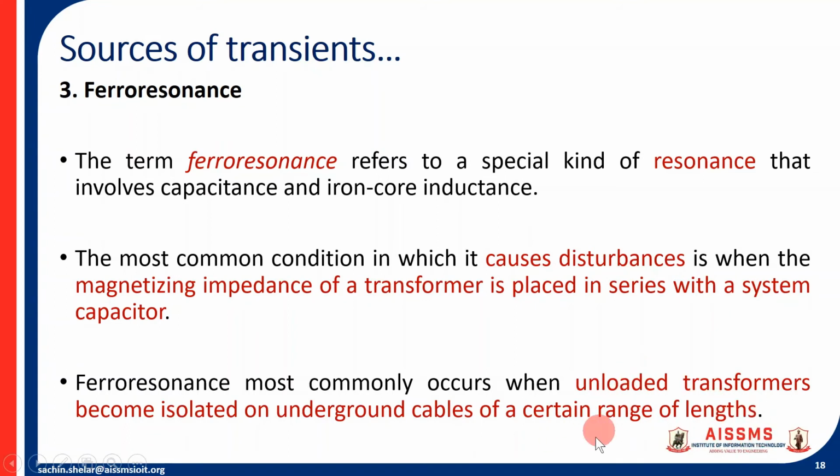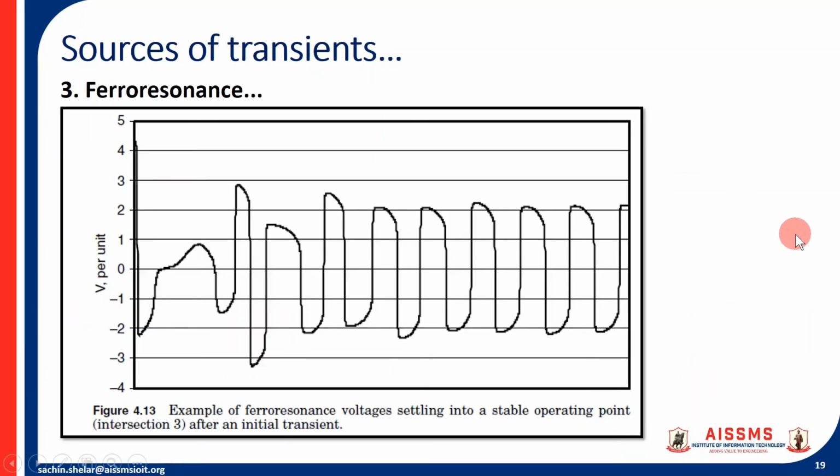So this particular combination has to come together, and only then does this resonance occur, which causes transients. So this is a typical example of ferroresonance voltage settling into a stable operating point after an initial transient. So you can see this kind of thing happening and then it comes back to normal.